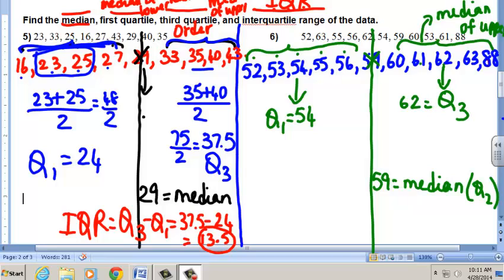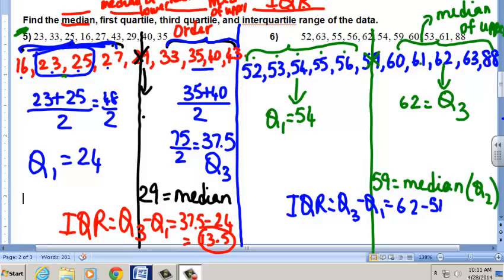See, in some problems, like in problem 5, we have to figure it out if there's an even number of numbers, but here it's already sort of right there and we really don't have to work for it. Okay, let's find the interquartile range. IQR is Q3 minus Q1, which is 62 take away 54, and the answer is 8.